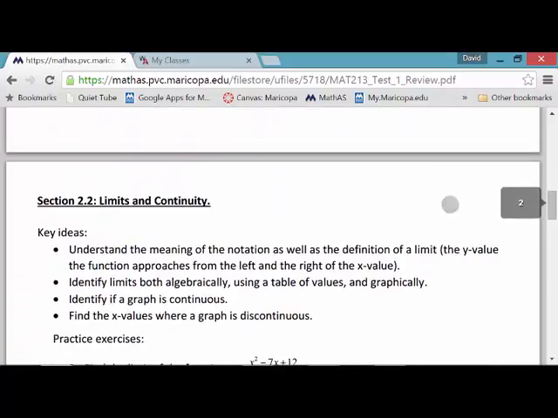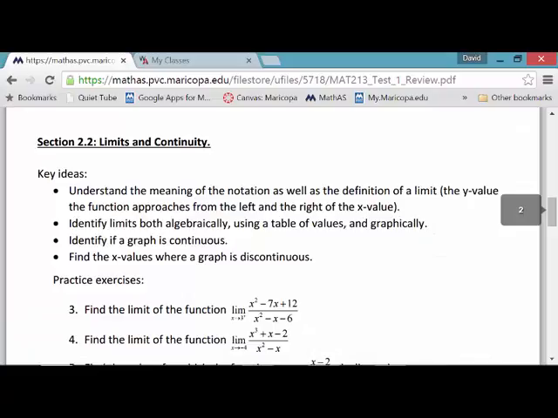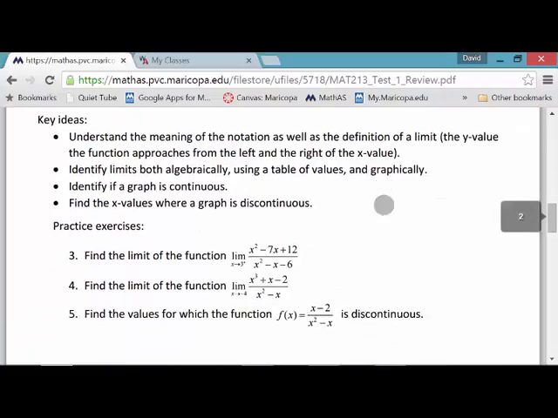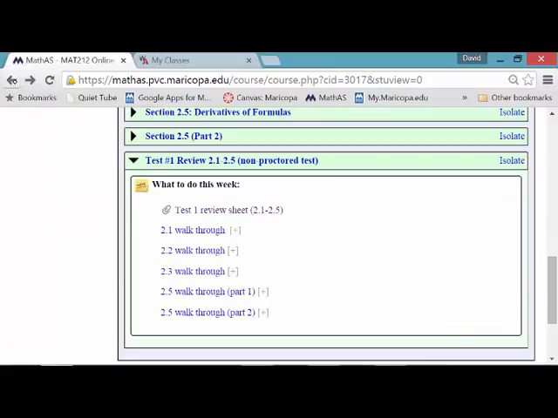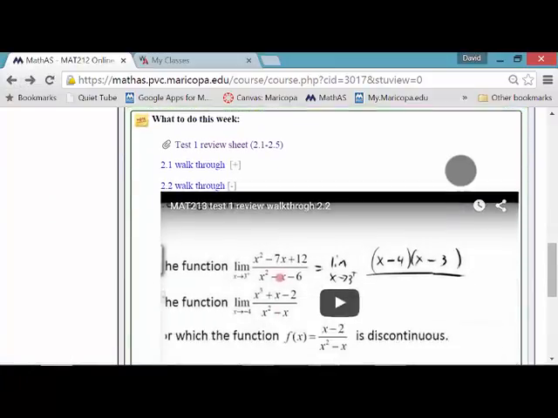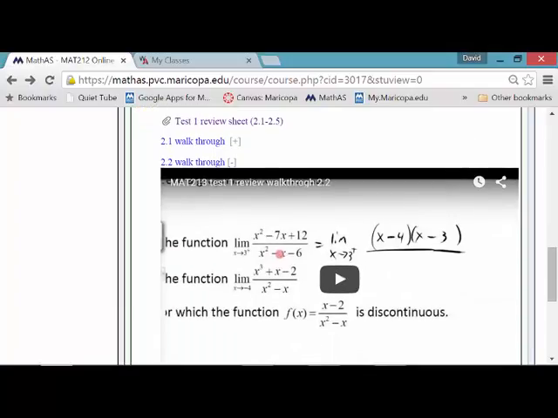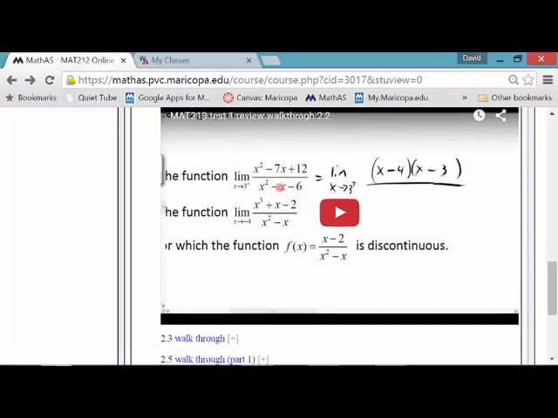You'll notice that continues on for each section. Each section has its key ideas, and then there are a few practice problems. When we go back to the main page, you'll see there are walkthroughs. If you needed help doing one of the problems, or if you want to see if you did it right, that's what these walkthroughs are for. These videos will take you through every problem that's in the review.